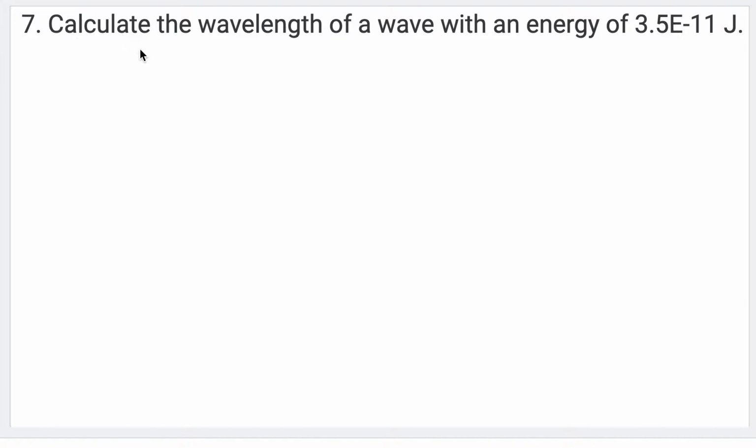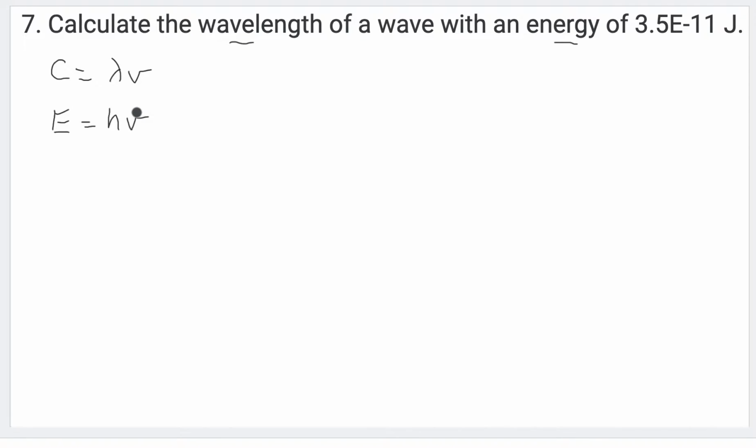Okay, so first of all, it says calculate the wavelength of a wave. We know that we have this equation: speed of light equals the wavelength times the frequency. But that doesn't have energy in it. Well, we also have this equation with energy in it: energy equals Planck's constant times the frequency. So we have two equations, but neither has everything we need. We need an equation with wavelength and energy in it, and there isn't one. But what they both have in common is frequency.